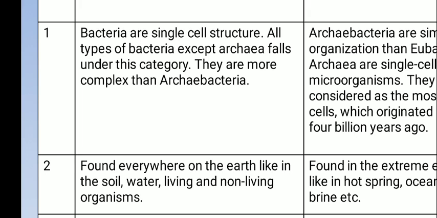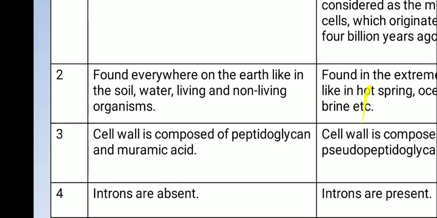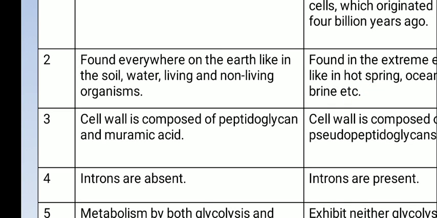Eubacteria का जो भी स्ट्रक्चर होता है या फिर जो भी कंपोजिशन होता है वो अर्किया से या फिर अर्कीबैक्टीरिया से ज़्यादा कॉम्प्लेक्स होता है. They are found everywhere on the earth like the soil, water, living and non-living organisms. ये जो यूबैक्टीरिया है वो हर जगह पाए जाते हैं. They are found in soil, they may be found in water, they may be found inside or on the living and non-living organisms.